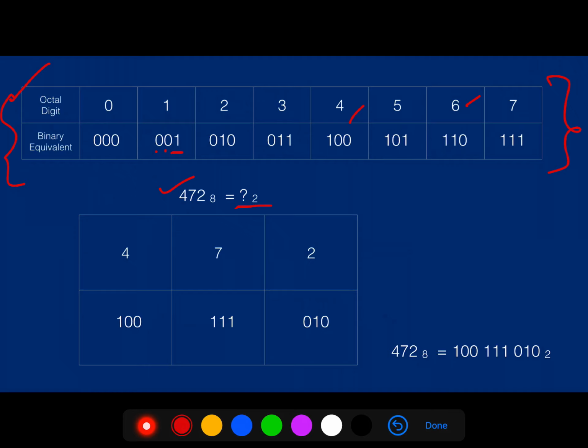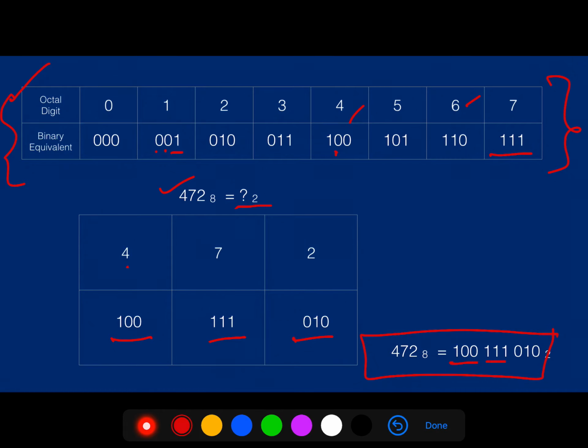In that case, this is very easy. You can take their binary equivalents from this given table, or if you remember, you can do it without the help of the table, but initially you will need this table. As you can see, 4 has the 3-bit binary equivalent 100, so we mention it here. For 7 it is 111, and for 2 it is 010. That's all. Now you put them all together.